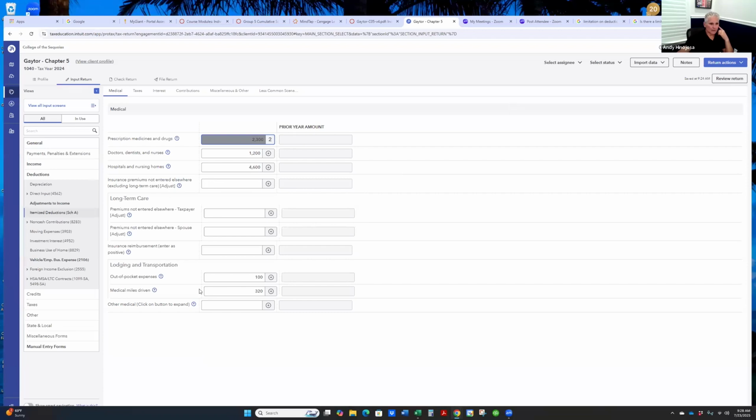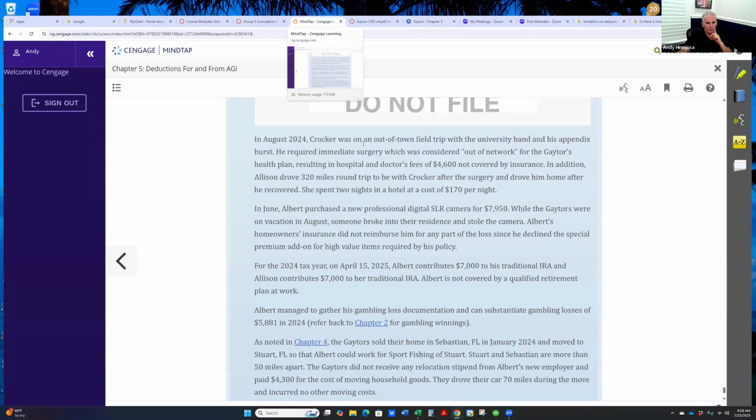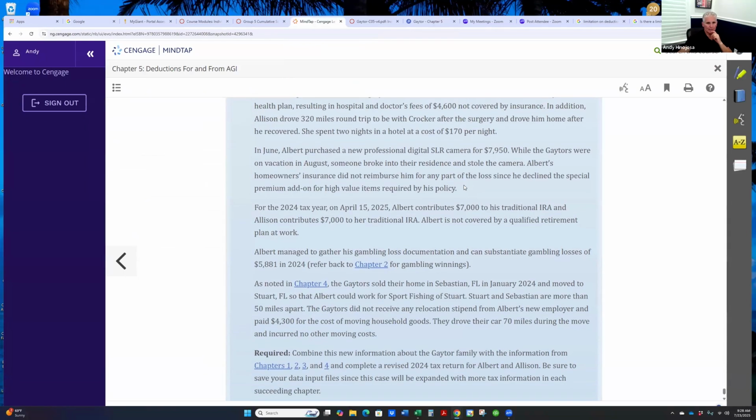All right. So we've got the $100 for lodging. We've got 320 miles for driving. Let's go back to the textbook. Oh, looks like it's taken care of.